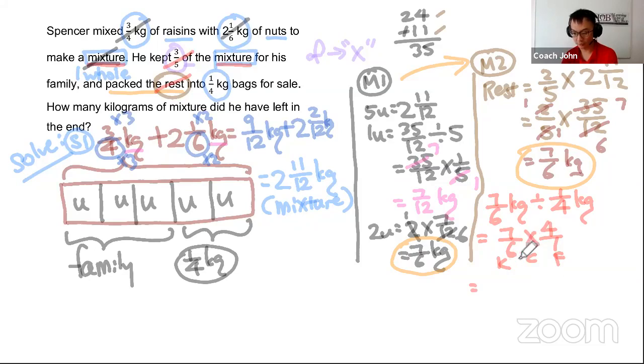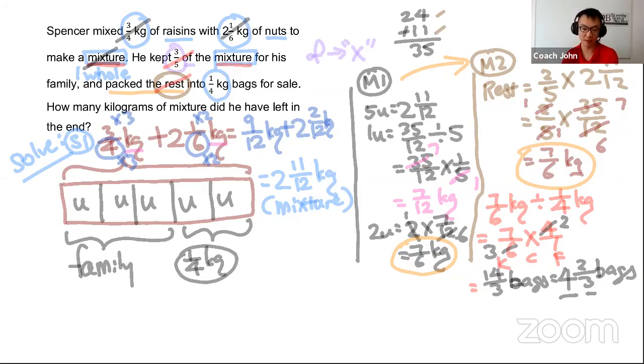Yeah, so we have 6 divided by 2 is 3, 4 divided by 2 is 2. So this is 14 over 3, which is actually, okay, this is packs, packs. So we have, in fact, 4 and 2/3 packs. Okay, yeah, 4 complete packs and 2/3 of the pack that is filled.